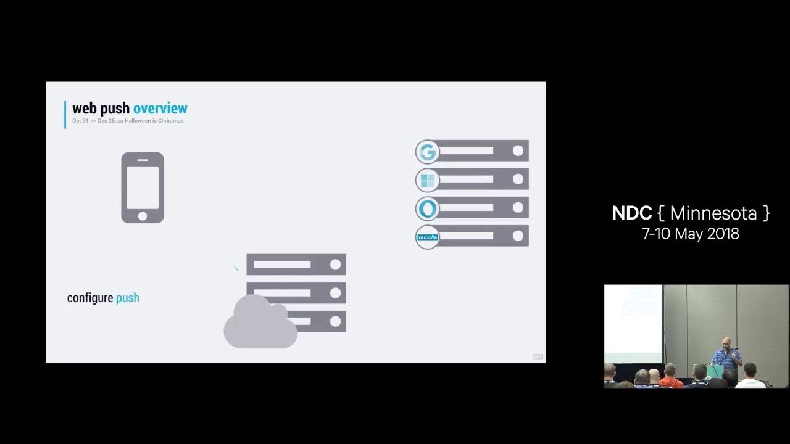So configure the push. I ask Bob's device for a subscription. He goes and asks his vendor for the subscription. It comes back from his vendor, and then he sends it back to me, and I store it in my database. So let's just do that part.